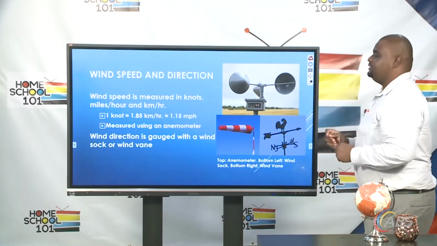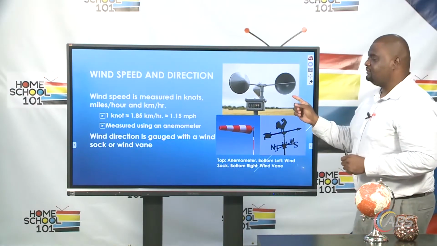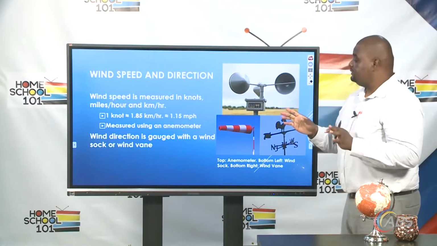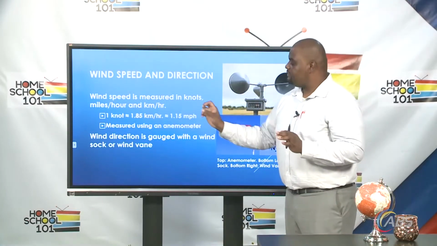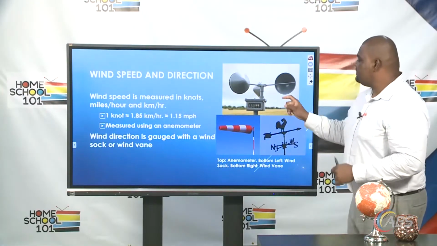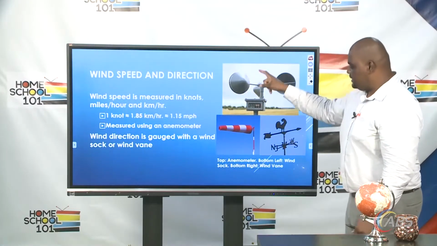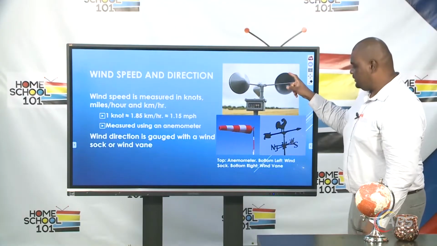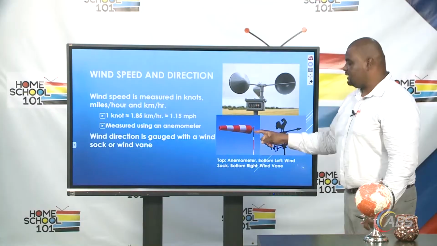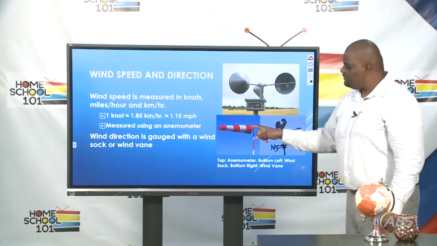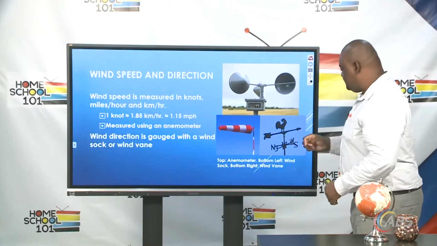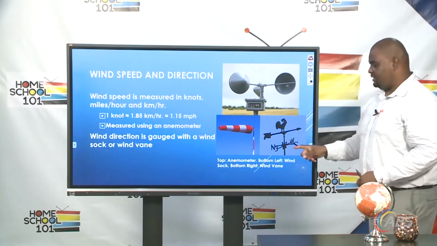Wind speed and direction. Now this is measured in knots, in miles per hour or kilometers per hour. Now a knot is about 1.85 kilometers or just over 1 mile per hour. It's measured using an anemometer. This would be the device we're referring to. Now, wind direction can be measured using a windsock. I'm not sure how many of you remember this from beside the airport runway when you're heading towards Carlisle. And then you have a wind vane.